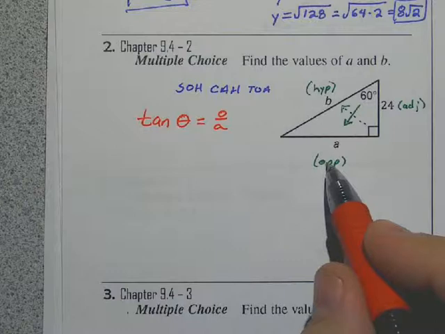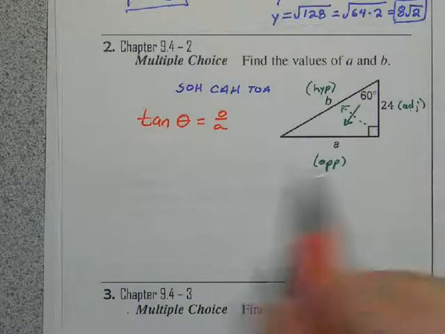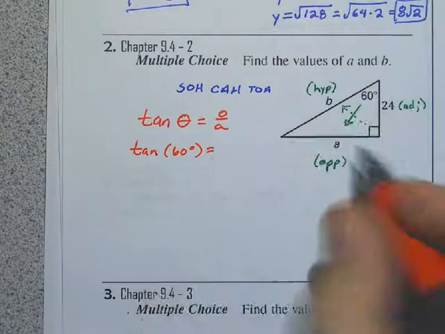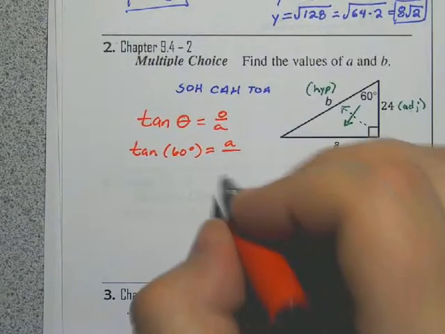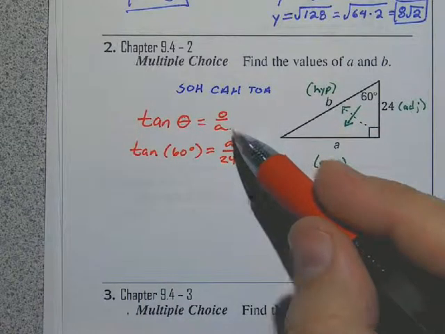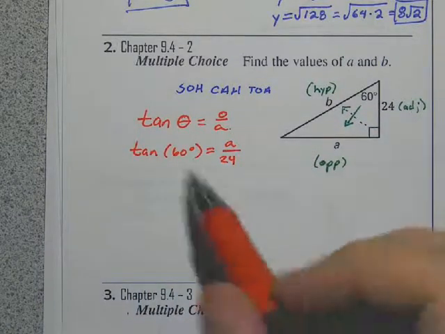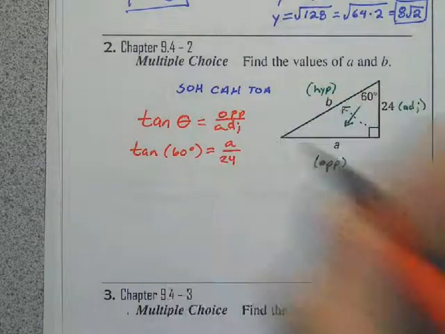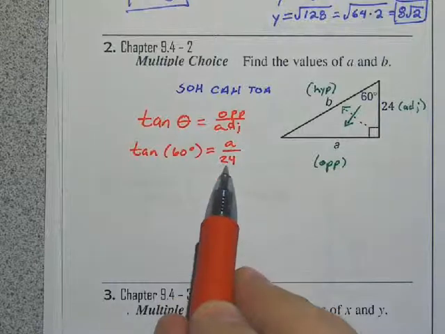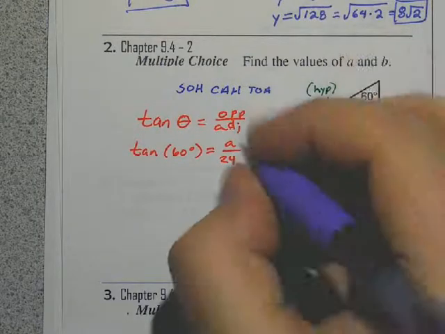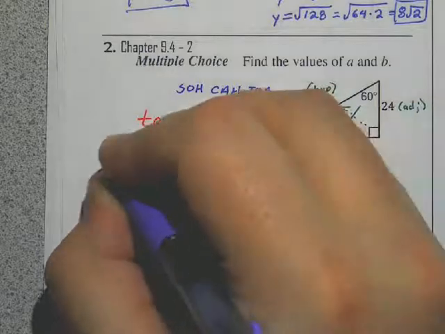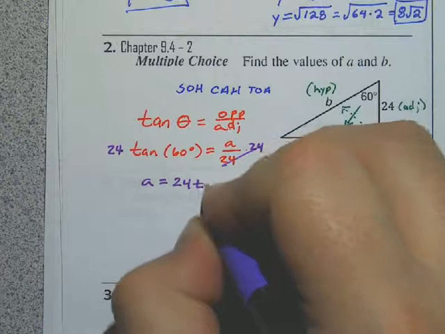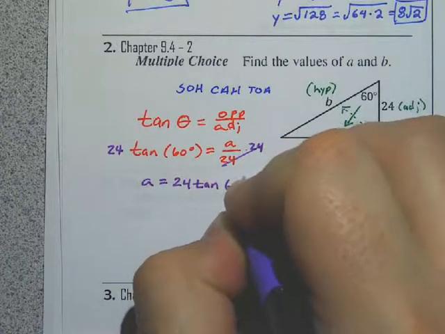So now I'm going to put in the value for opposite, the value for adjacent, and the value for theta. So tan of 60 degrees equals opposite, which is A, over adjacent, which is 24. Probably not a good thing that I use two different A's in the same problem. Here, we'll just write that as adjacent, and this is opposite. So this A is the one we're looking for. So now I need to multiply both sides by 24, and I get A equals 24 tan 60 degrees.